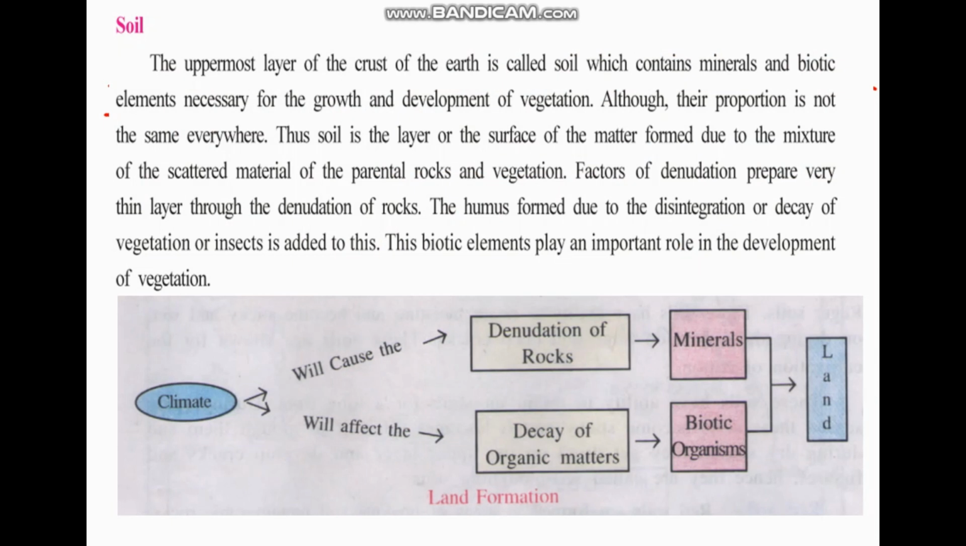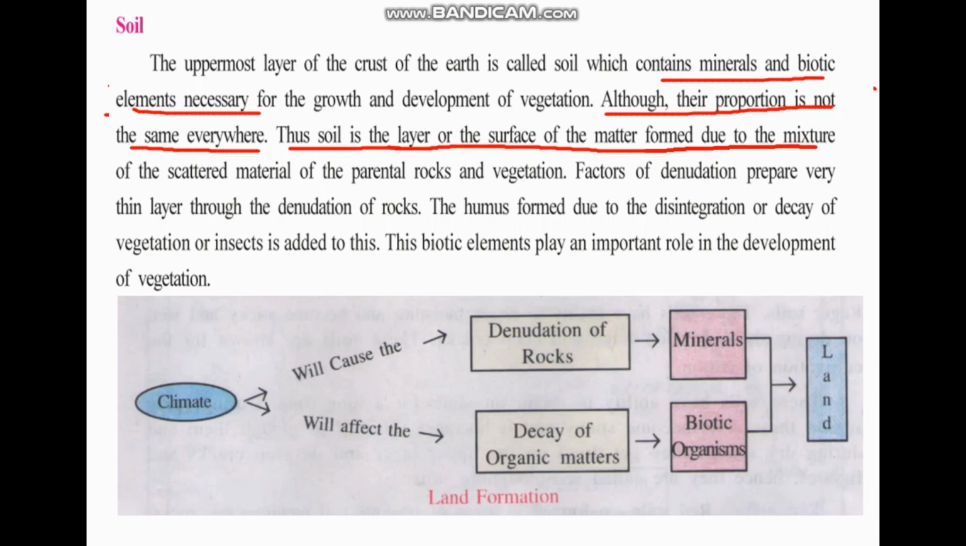Next, soil. Let us see how soil is formed. The uppermost layer of the crust of the earth is called soil, which contains mineral and abiotic elements necessary for the growth and development of the vegetation. Although their proportion is not the same everywhere, so this is very important. The proportion of biotic, abiotic, and minerals is not the same. Thus, soil is the layer or the surface of the matter formed due to the mixture of scattered material of the parental rock and vegetation.